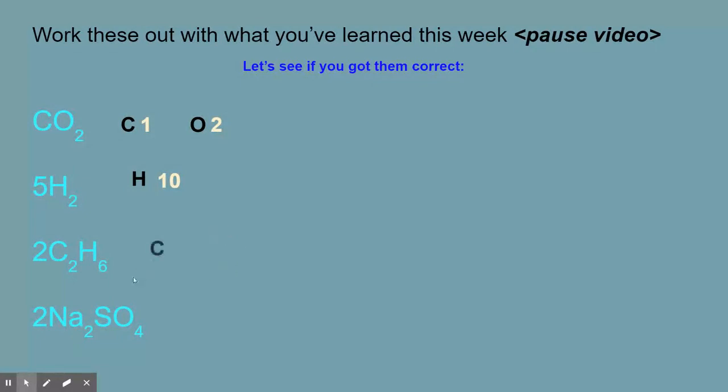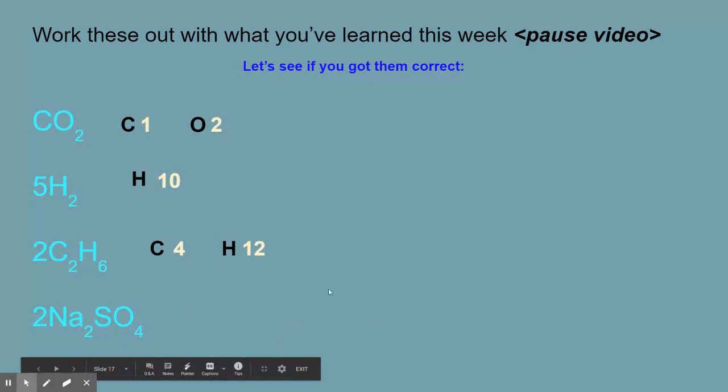Okay, so for this next one, carbon, the subscript means that there's 2 carbon atoms, but the coefficient in front of it, it's telling us that there's 2 of these molecules. So for this carbon, it's 2 times 2. So there should be 4 carbon atoms. And for hydrogen, there's a subscript of 6, but there's also a coefficient of 2. So for hydrogen, it's 6 times 2. So that means there's 12 hydrogen.